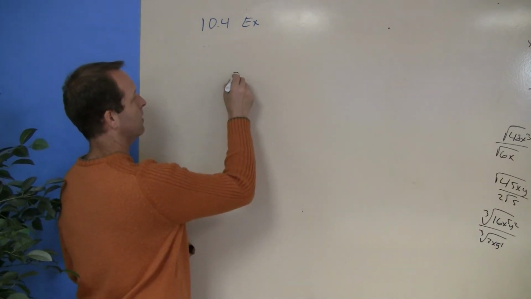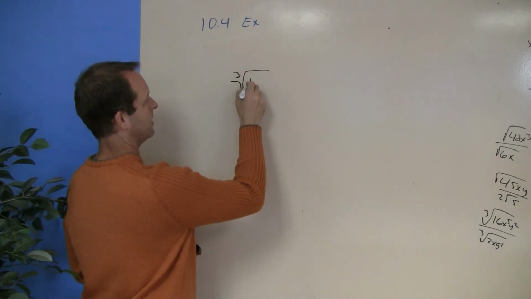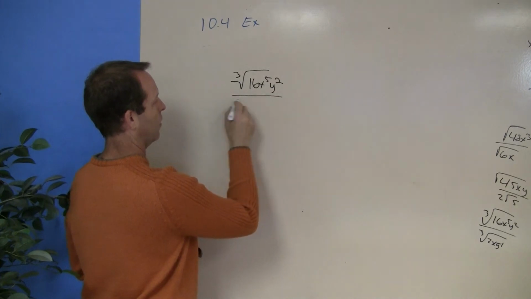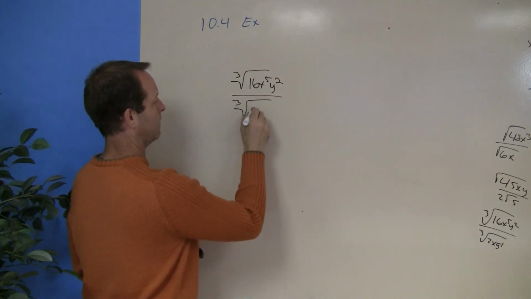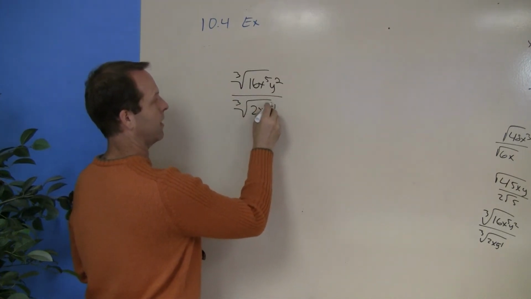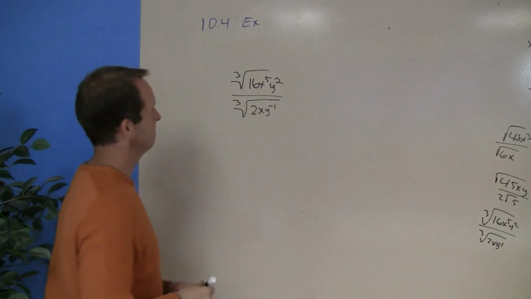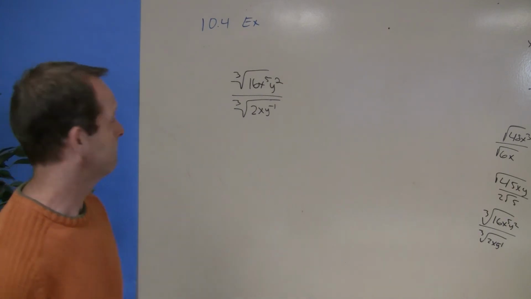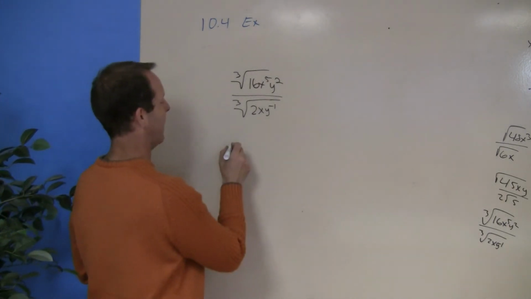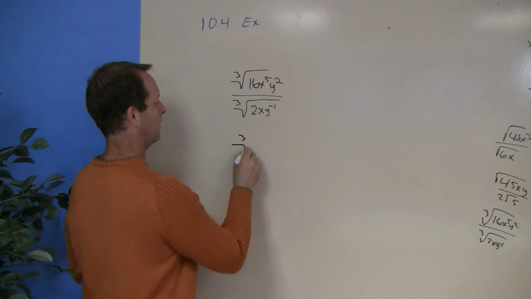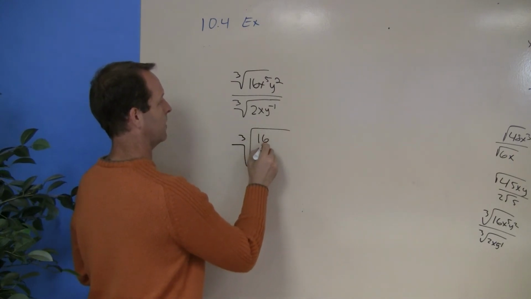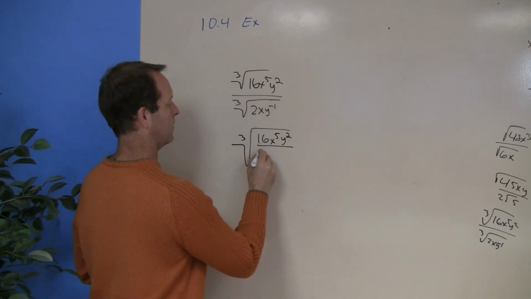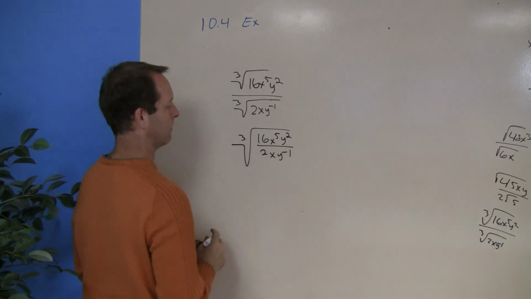I have the cube root of 16x to the 5th y squared all over the cube root of 2xy to the negative 1. All right, what do we do? Well, you get the pattern so far. Let's put them all underneath: 16x to the 5th y squared over 2xy to the negative 1.